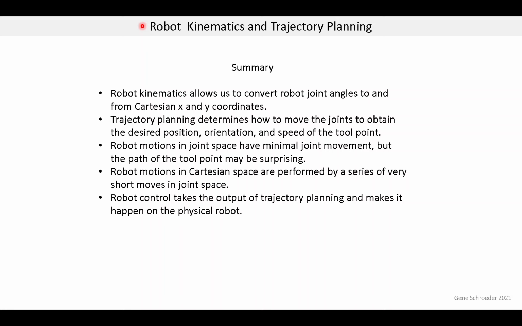So here's a summary of this lesson. We learned that robot kinematics allows us to convert robot joint angles to and from Cartesian x and y coordinates. We learned about trajectory planning and how it determines how to move the robot joints to obtain the desired position, orientation, and speed of the tool point. Robot motions in joint space have minimal joint movement, but the path of the tool point may be surprising. Robot motions in Cartesian space are performed by a series of very short moves, each of which is actually in joint space. Robot control takes the output of trajectory planning and makes it happen on the physical robot, often using feedback systems.